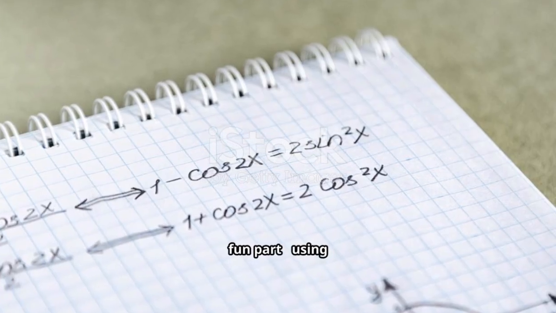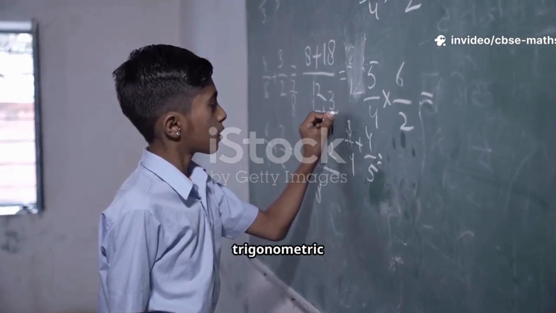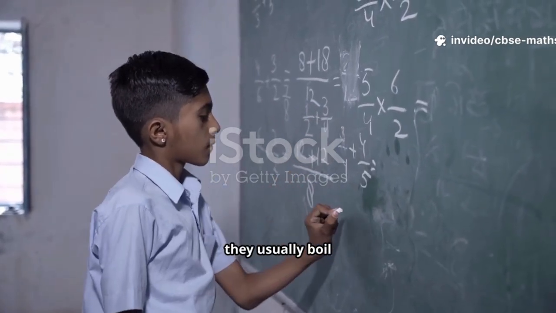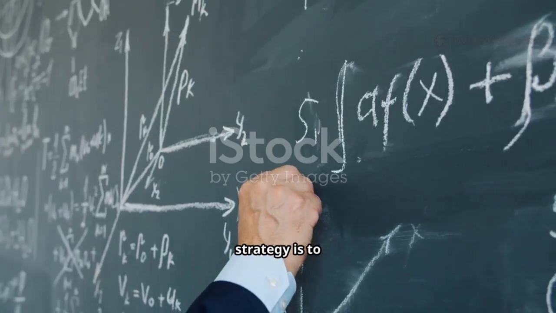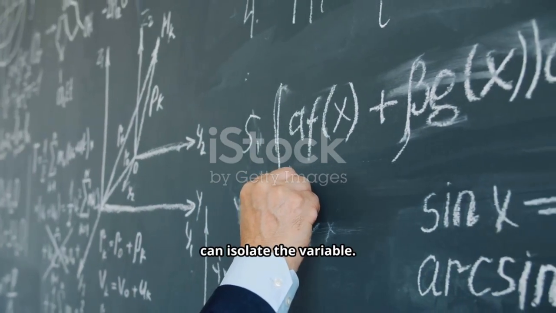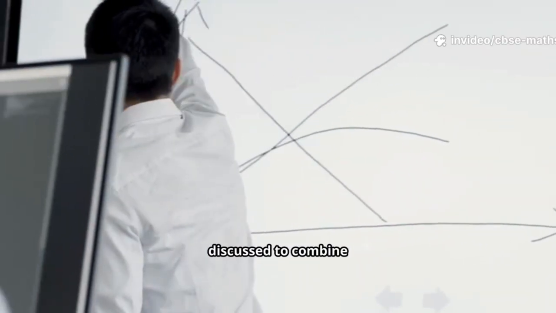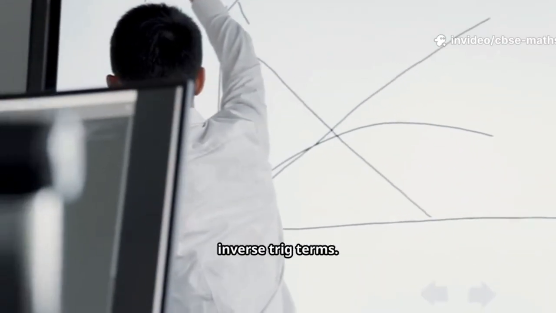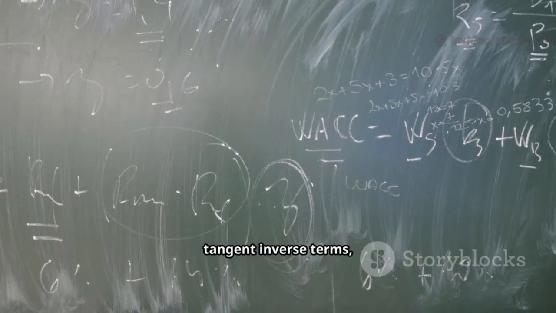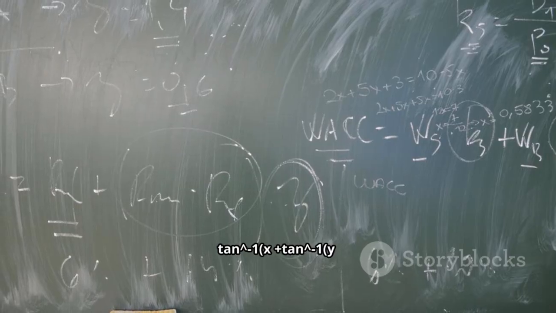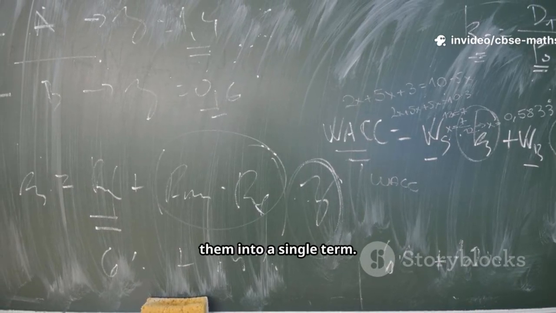Now we get to the fun part, using everything we've learned to solve equations. Problems involving inverse trigonometric functions often look intimidating, but they usually boil down to applying the right property at the right time. The general strategy is to simplify the equation until you can isolate the variable. This often involves using one of the properties we just discussed to combine or change the inverse trig terms. For instance, if you have an equation with both tangent inverse terms, you'll likely need the tan^-1 x + tan^-1 y formula to combine them into a single term.